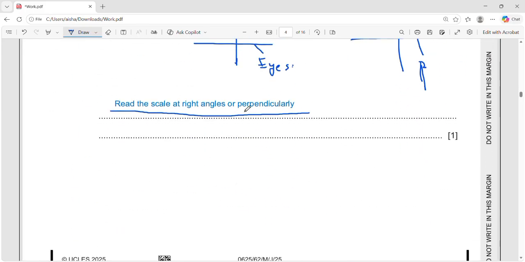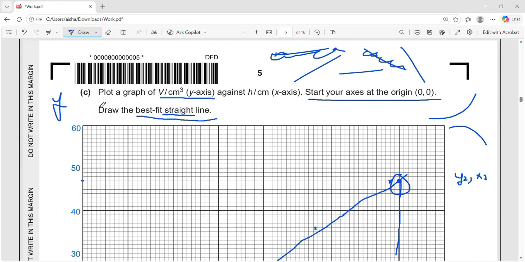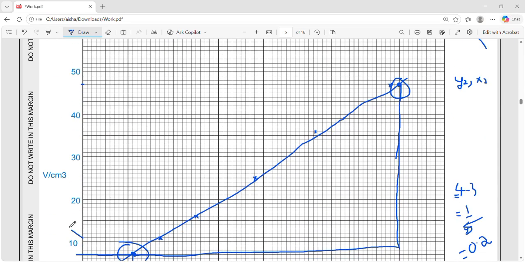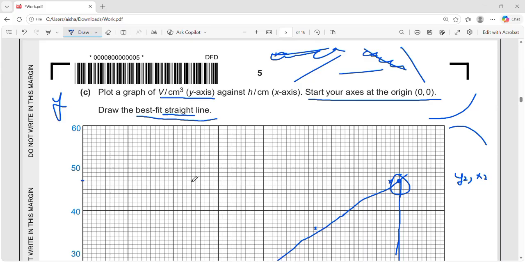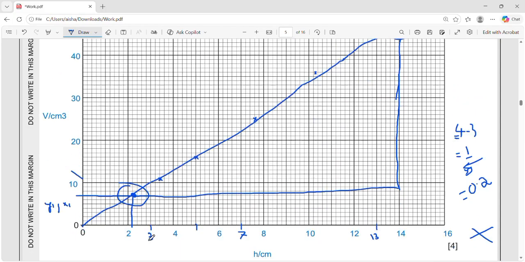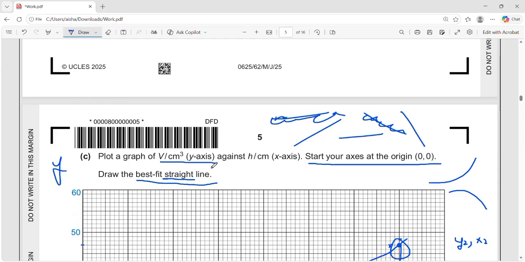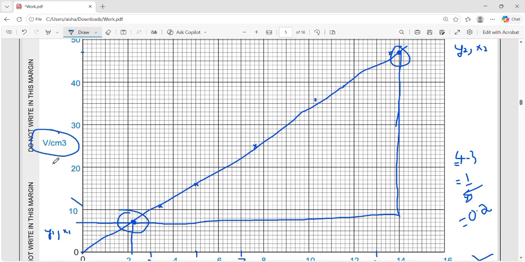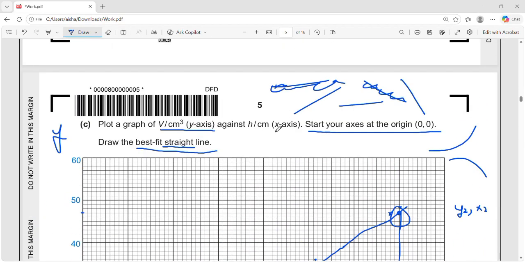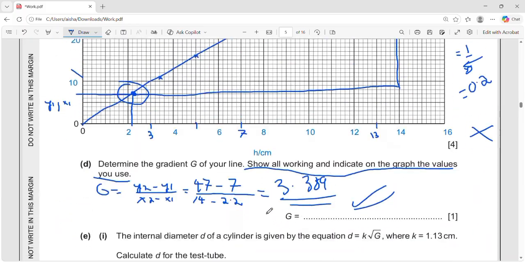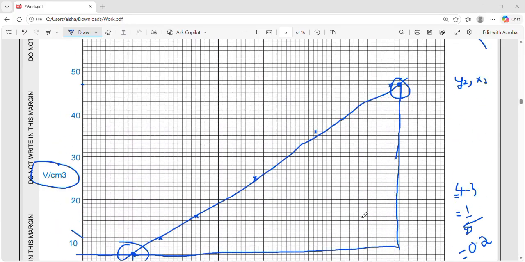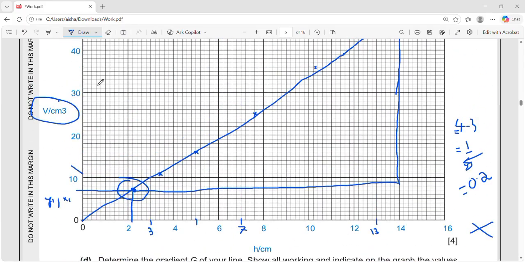Then we go to the graph. First things first, you have to get the labeling correct. We know that the volume will go on the y-axis as they have told, and the height will go on the x-axis. You have to get this correct, because if this is the other way around, your whole graph will be wrong and your 4 marks will be gone.